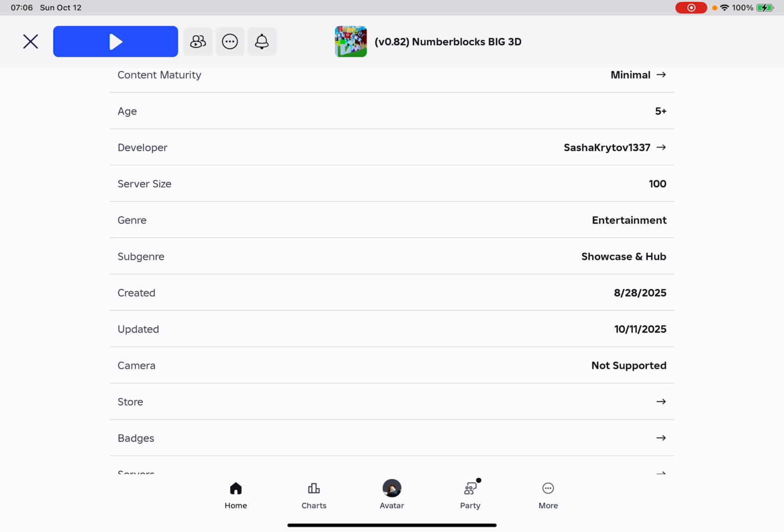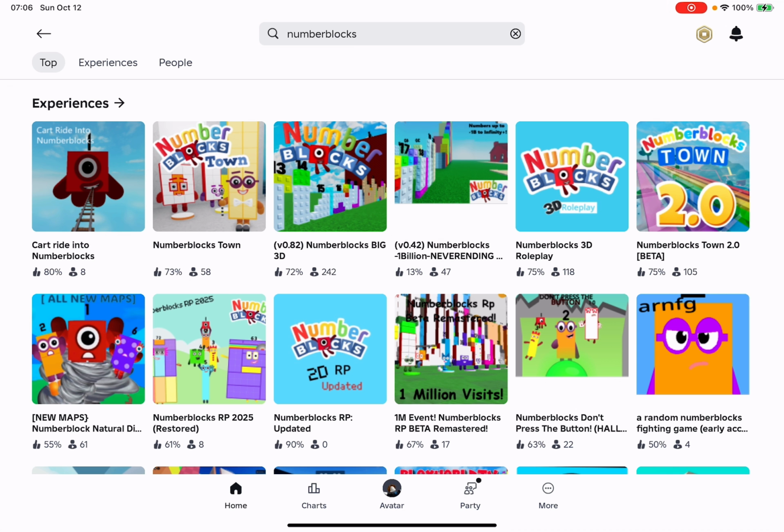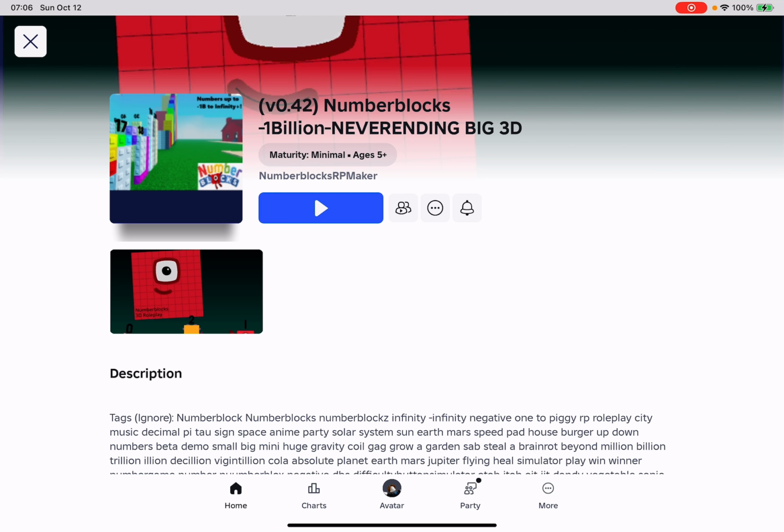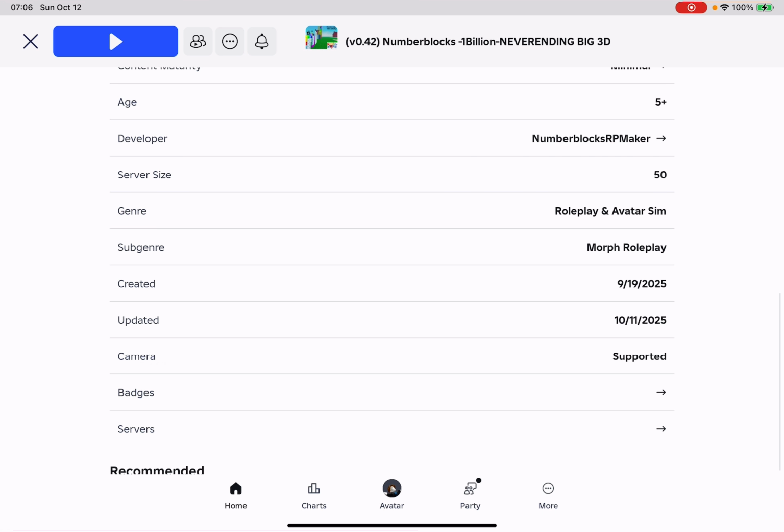can see this game was created on 8/28/2025, and this game called Numberblocks -1 billion to never ending Big 3D was released on 9/19/2025, which was about a month after the original game's release. So this proves that this game is probably a ripoff or inspiration from Numberblocks Big 3D. Anyways, let's begin.